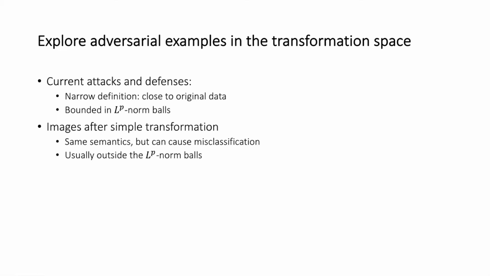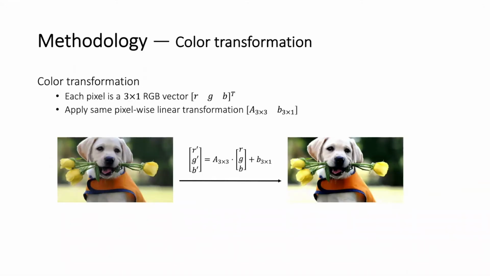However, there are also papers showing that image classifiers lack robustness towards even simple transformations, such as rotations, even if these transformations keep the image semantics. While image transformations usually cause a large LP distance, we wonder, can we automate the exploration of adversarial examples in transformation space instead of inside LP norm balls? Now, let me start to introduce our attacks.